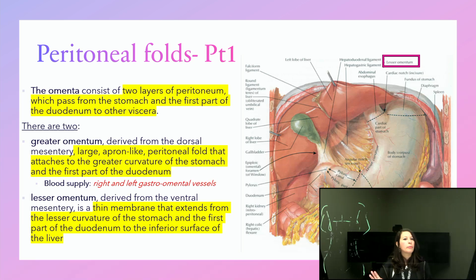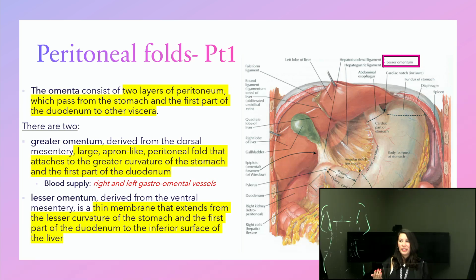Now let's go over these peritoneal folds, because some of these folds have specific names. And so based on their location and where they are, they're going to have a different name. So let's start with the omentum. This one consists of two layers of peritoneum which pass from the stomach and the first part of the duodenum to the viscera. And so there are two omenta. There's a greater omentum and there is a lesser omentum.